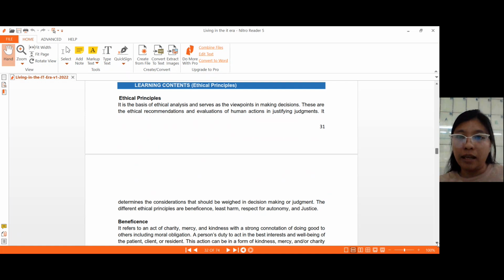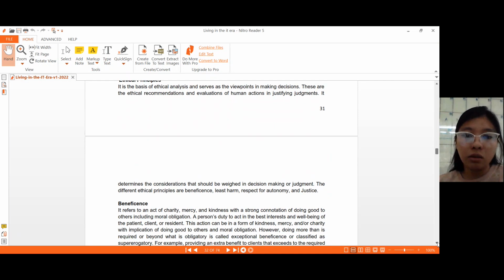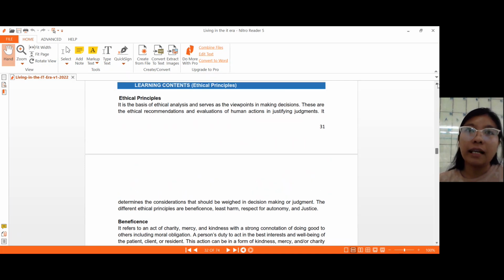Mga ethical principles natin. They justify judgments of people or the decisions that people make. It determines the considerations that should be weighed in decision-making or judgment. So the different ethical principles are beneficence, least harm, respect for autonomy, and justice. Kumbaga, ang ethical principles natin ay, if we are to give it a practical terminology, parang yan yung criteria mo, okay, bago ka nagdedesisyon. Unahin natin sa beneficence.